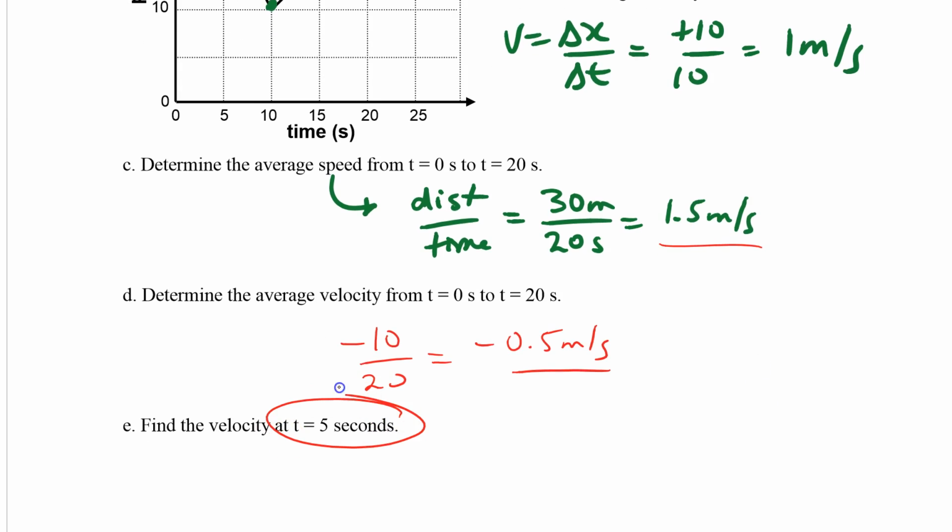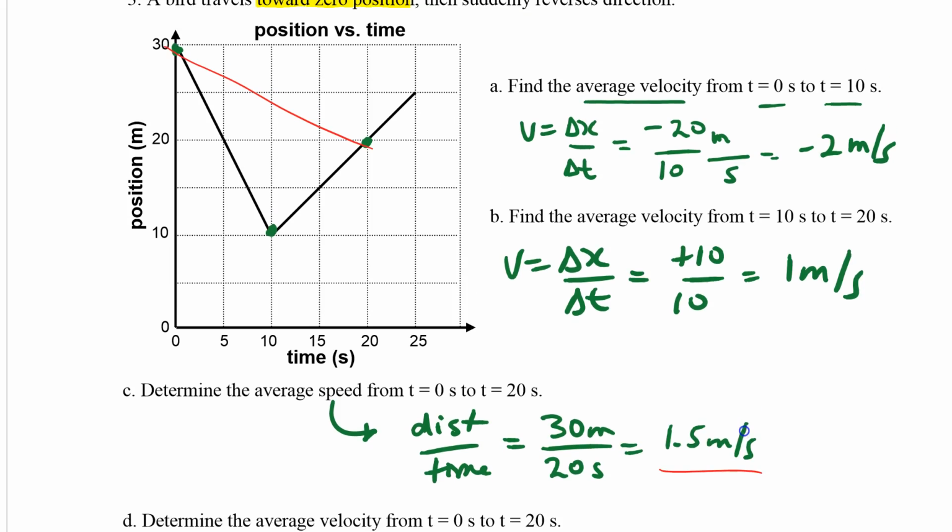Find the velocity at t equals 5 seconds. Well, t equals 5 seconds is smack in the middle of that first segment. And we already found the average velocity, and I think I had to comment that in this case, it's in the middle of a straight line. So from here to here, it's all constant, right? This is a segment where it's a straight line, so the slope is the same throughout. So throughout that period of time, it's going at a constant velocity of -2 meters per second.